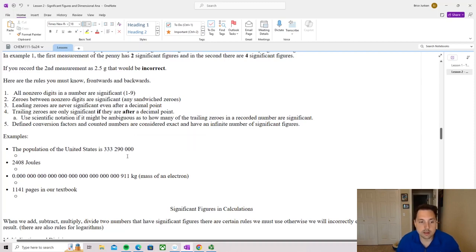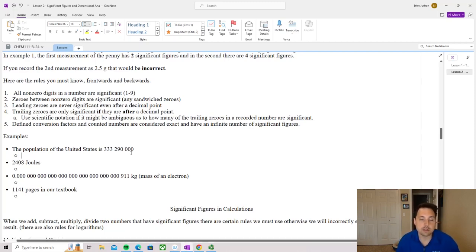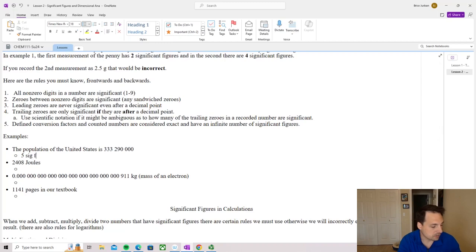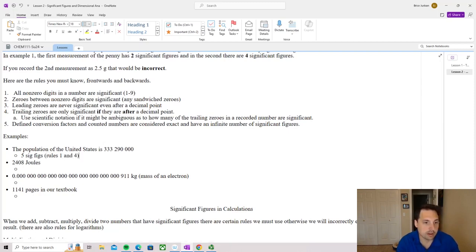And oftentimes when we make a population estimate, we don't know exactly how many people there are. Even though it may be something that we're counting with a census, the number of people that are coming in and out of the country varies on a day-to-day basis, and we might not have an accurate count as to how many people there are, especially with this many. That's an approximate number. In this case, I would say that there's 5 sig figs. Just the ones that are non-zero here, because these trailing zeros are before, not after a decimal. So rules 1 and 4 apply here.